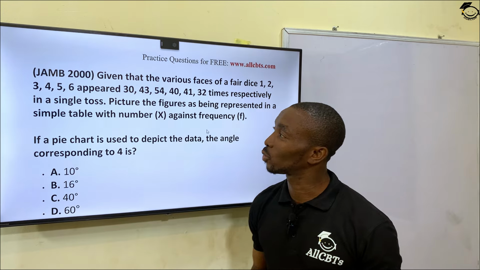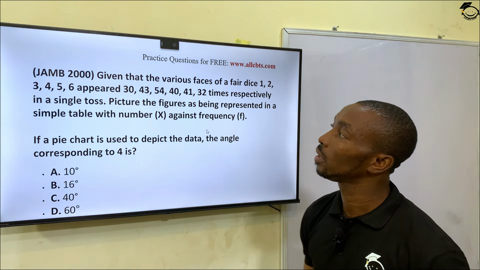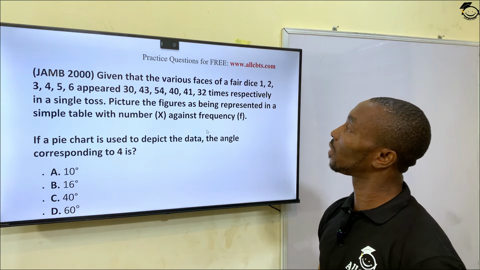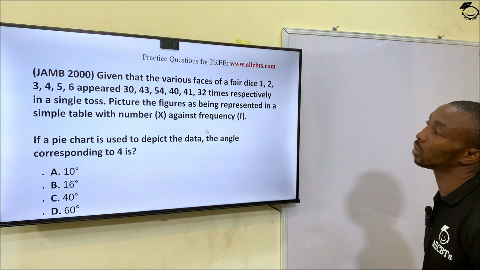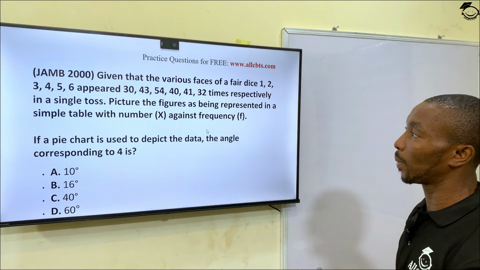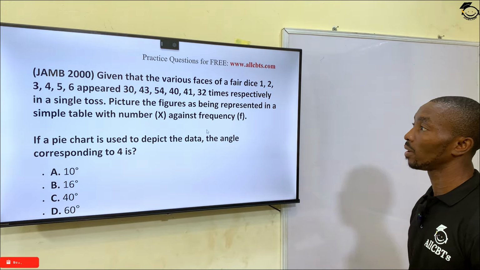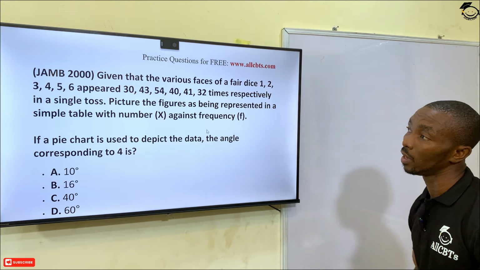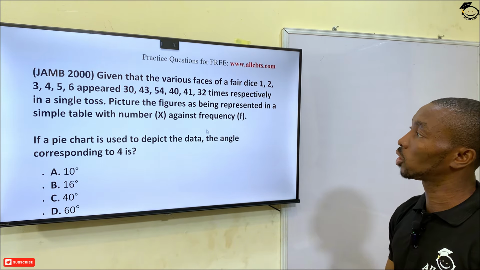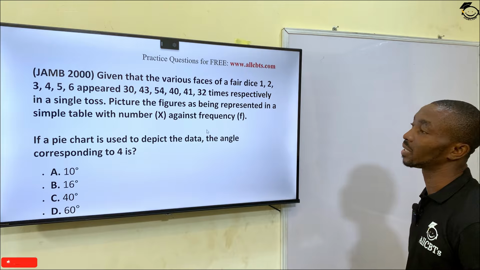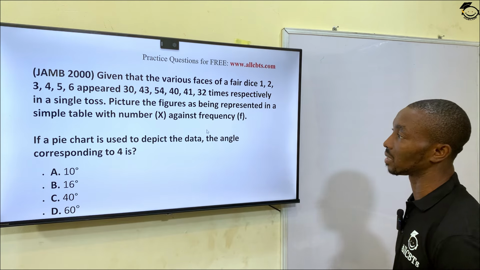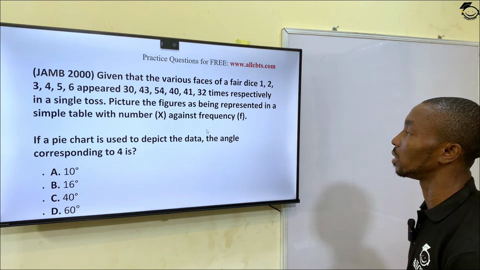All right, our next question is from JAMB 2000. It says, given that the various faces of a fair die, 1, 2, 3, 4, 5, 6, appeared 30, 43, 54, 40, 41, and 32 times respectively in a single toss. Picture the figures as being represented in a sample table with number as x against frequency f.